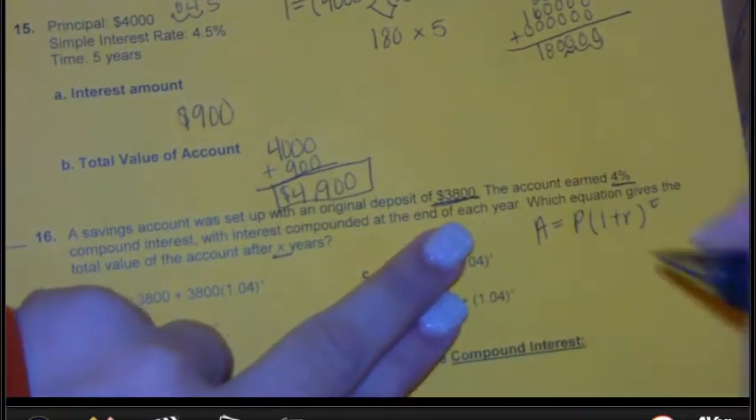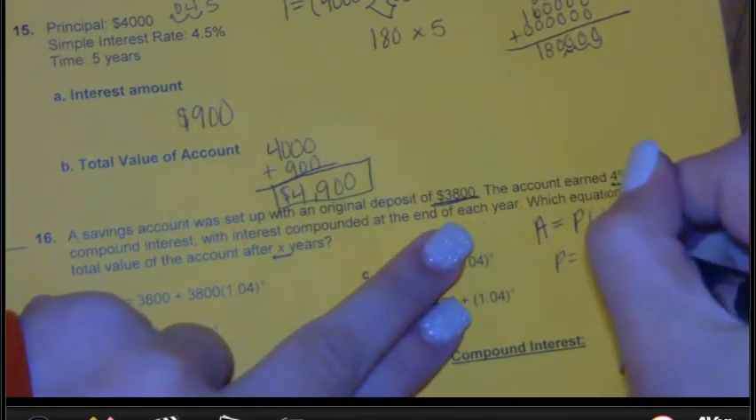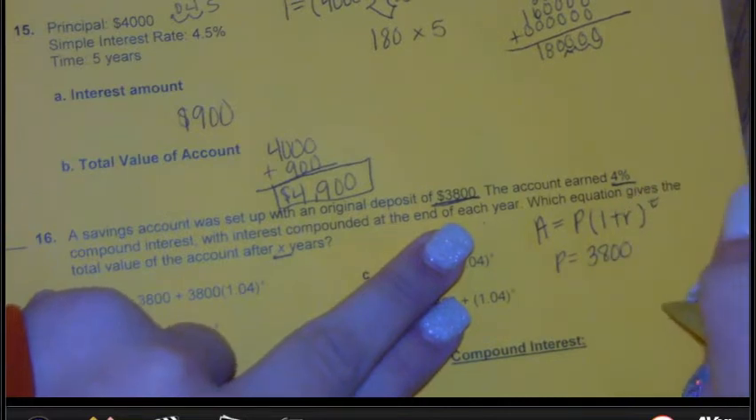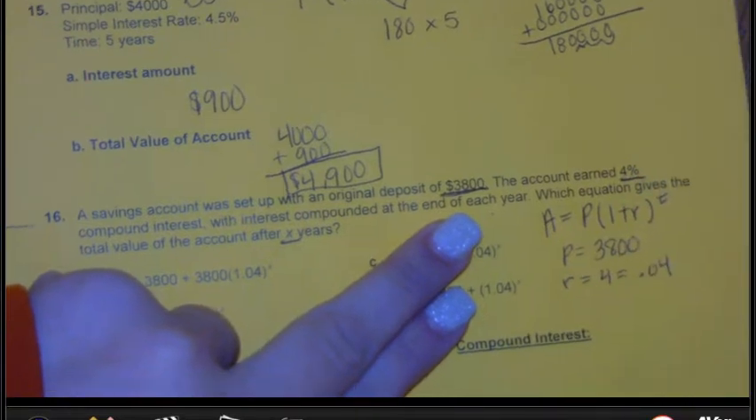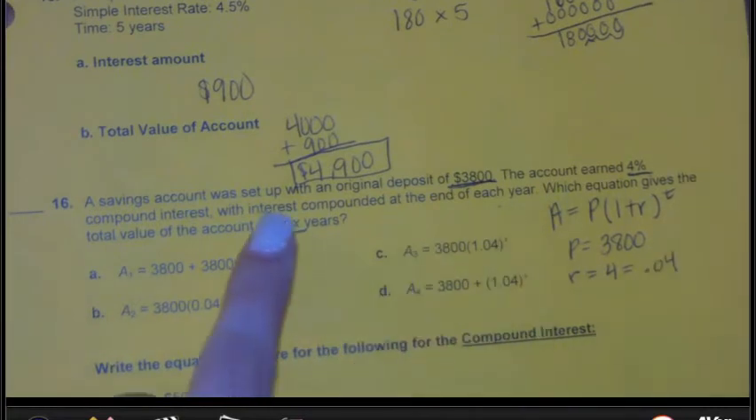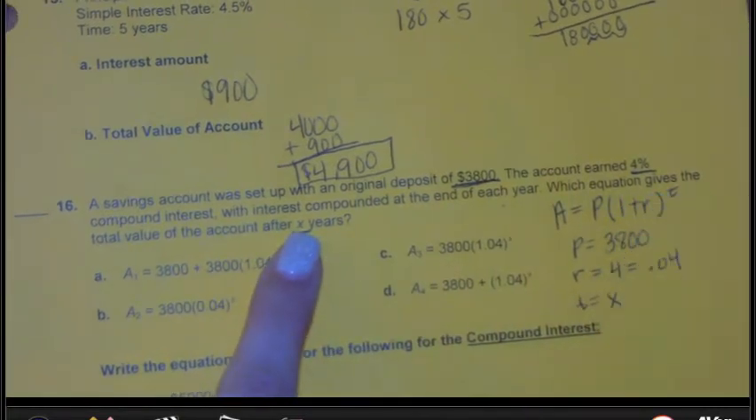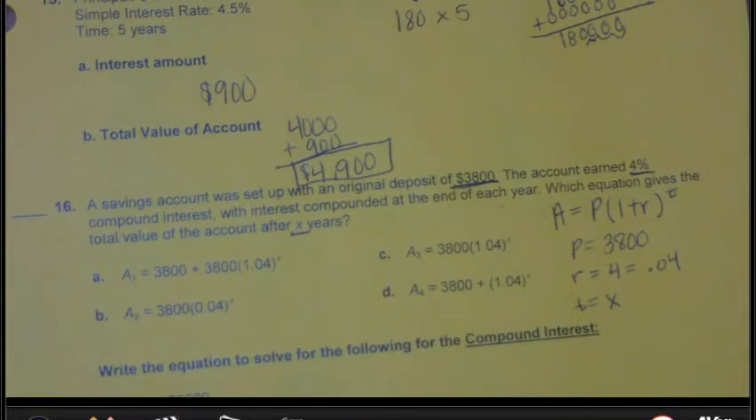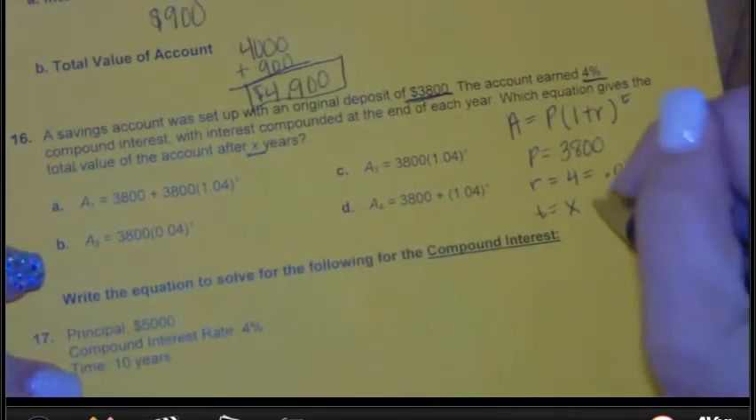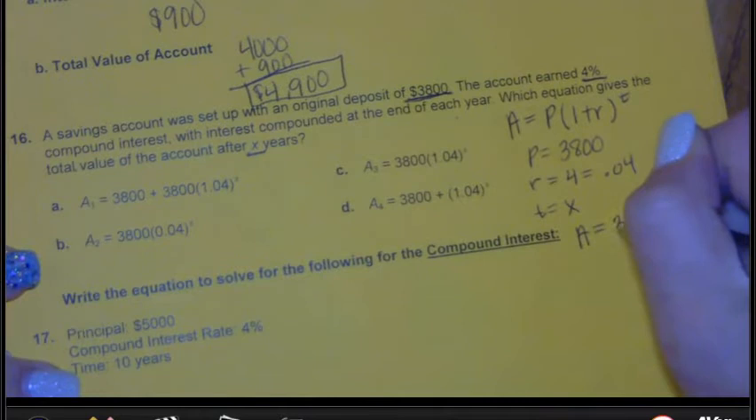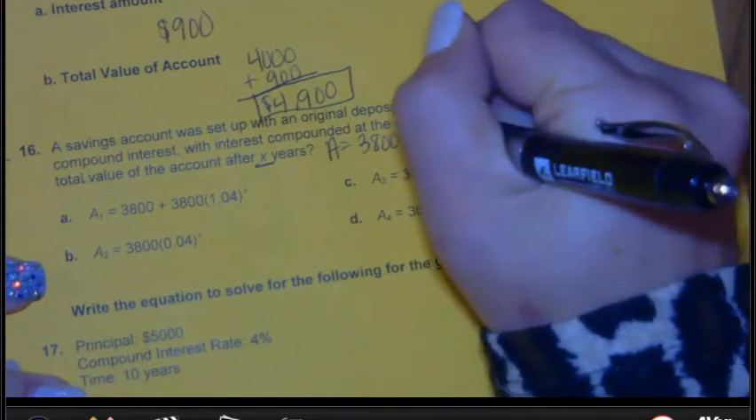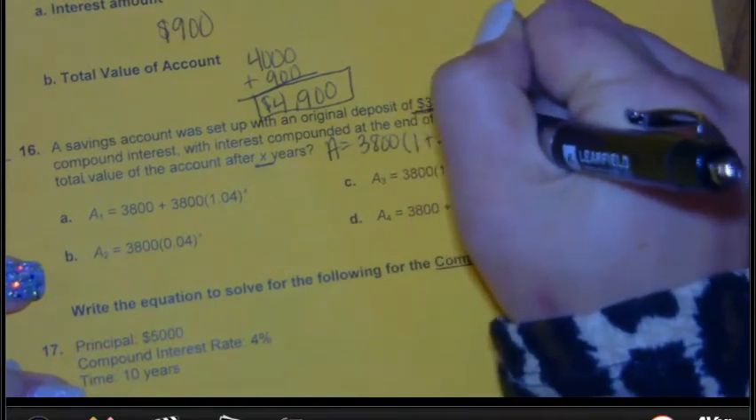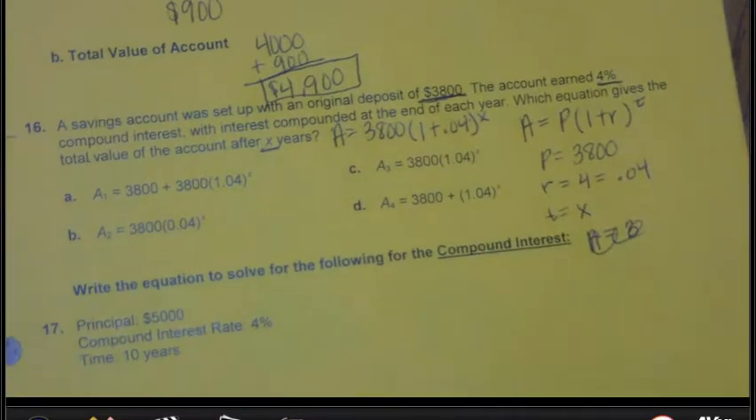So my P is my principal. So I know P is going to equal $3,800. That's the original. My R is 4%, which is 0.04 as a decimal. And my T is the number of years. Well, I'm told that T is equal to X. So I need to know which equation is going to look similar to the one that I need to create. All right. So let's go ahead and plug these in. Actually, let me do it up here. A is equal to 3,800 times 1 plus 0.04 to the X number of years.